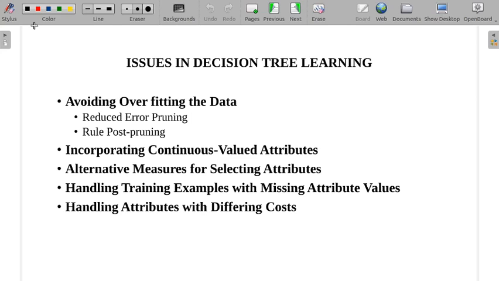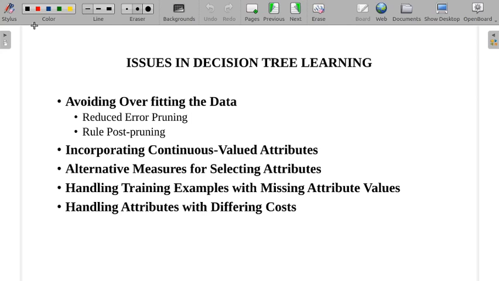Alternative measures for selecting attributes. If we don't want to follow the information gain based attribute selection, we may go for something else. Next one is handling training examples with missing attribute values. If we have a data set and the values are missing in some of the instances, what can we do? Then, handling attributes with differing costs.